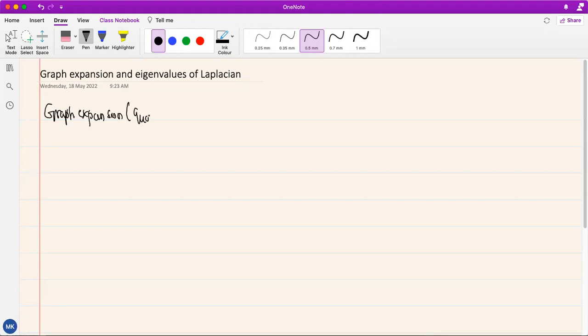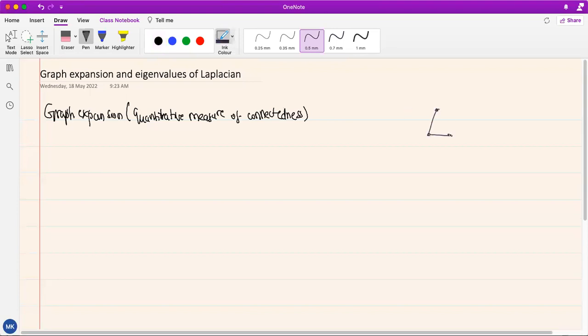So it is a quantitative measure of connectedness. Okay, how do we define it? Somehow the idea is this. If we have a graph like this, to draw a picture similar to this, suppose I have a graph in which there are lots of edges. This is well connected.